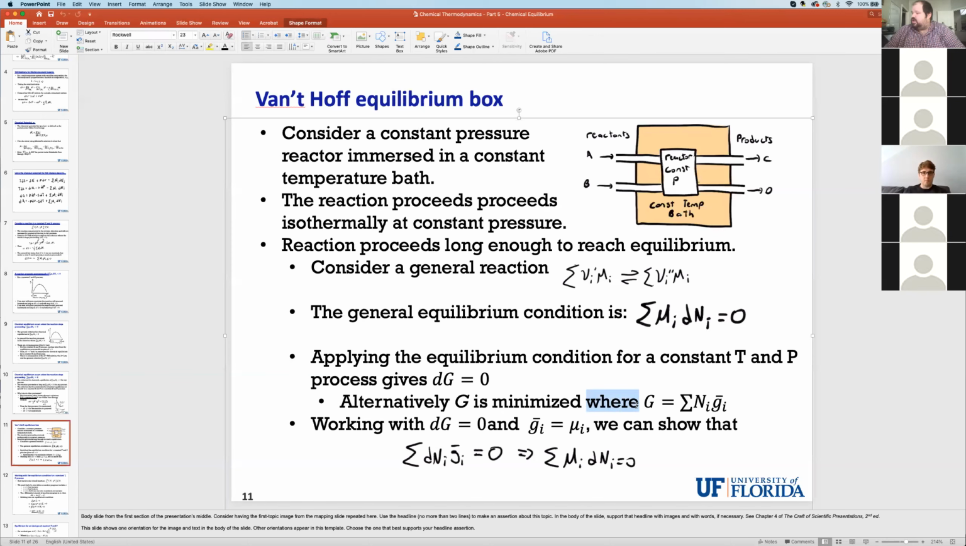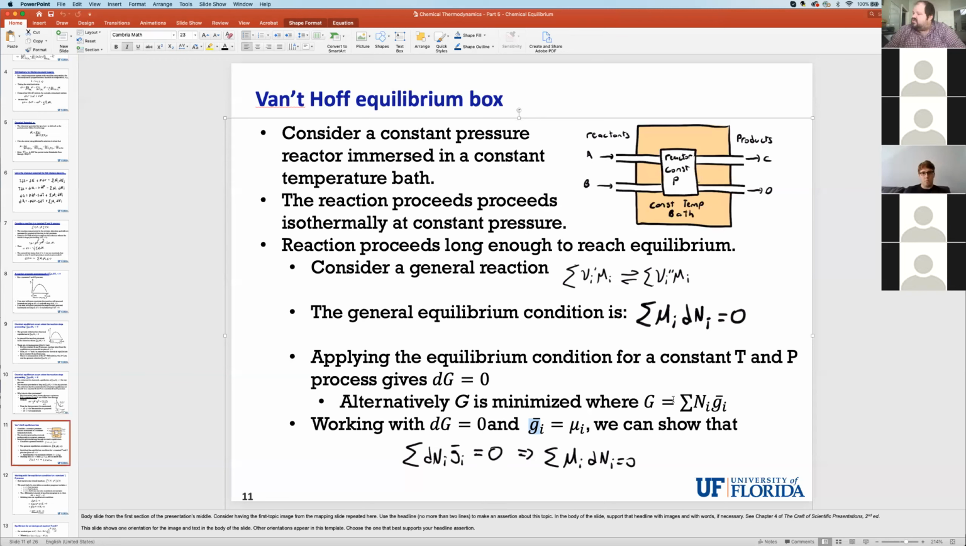And I'll get into, for when you deal with real gases, I find it easier to minimize the variable and not do it the way that is done in a lot of combustion books. Okay, and so working with dG equal to 0, the partial molar Gibbs free energy is equal to the chemical potential. You can show that the criterion that the sum of mu_i dn_i is equal to 0 is equal to the sum of g-bar_i dn_i is equal to 0. This is just by a direct substitution.